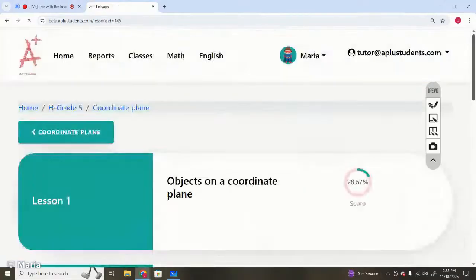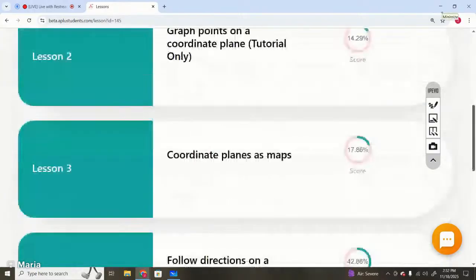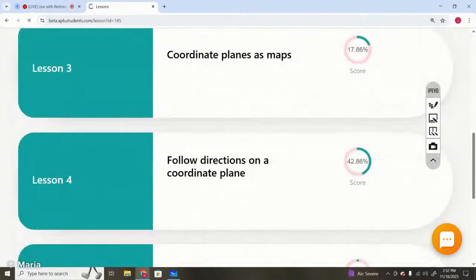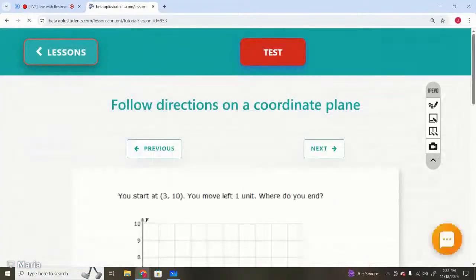The next lesson is follow directions on a coordinate plane. So let's learn how we follow the directions on the coordinate plane.